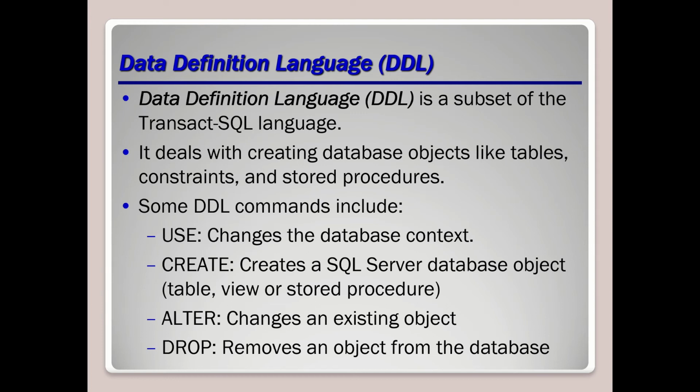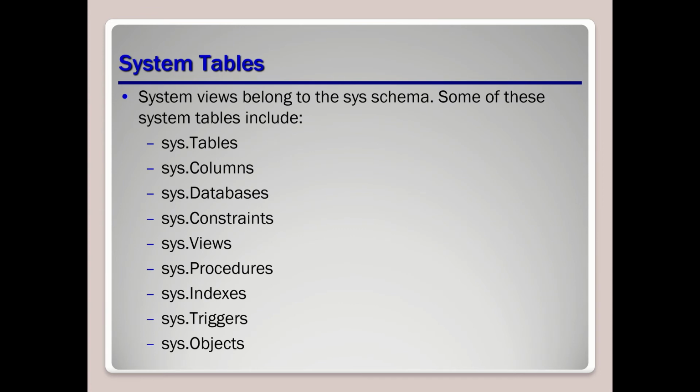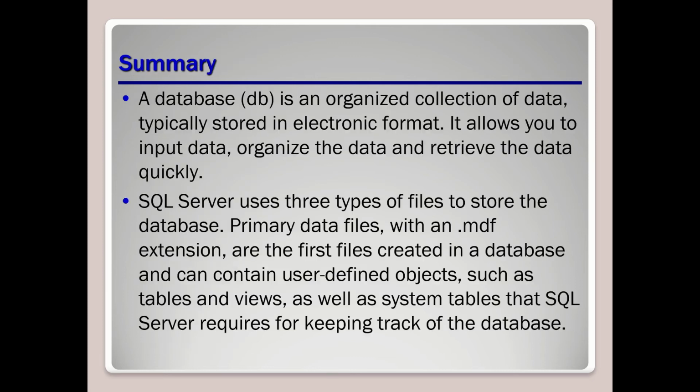So here it changes the database context. You create SQL Server database objects: table, view, or stored procedure. You have your alter, which changes existing objects, and you have your drop, which removes an object from the database. So here you have your system tables. System views belong to the sys schema. Some of these system tables include tables, columns, database, constraints, views, procedures, indexes, triggers, and objects.